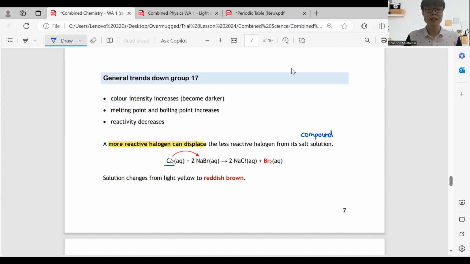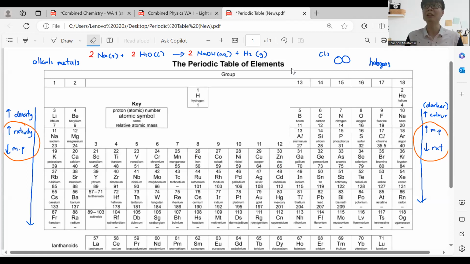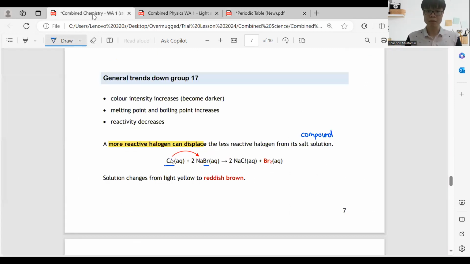Chlorine is more reactive than bromine because chlorine is at the top. Basically, those higher up in the periodic table, they are more reactive. Okay. Means fluorine is the most reactive because as you go down, reactivity increases. Sorry, decreases. That means your fluorine is the most reactive. Okay. Hopefully you can see, bromine got displaced or kicked out.